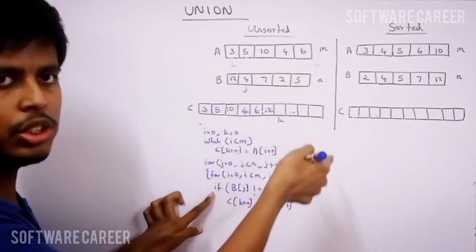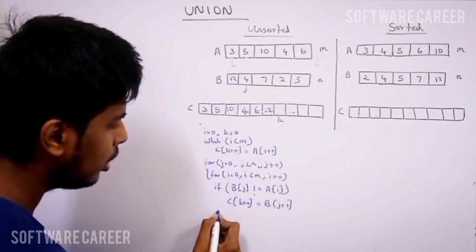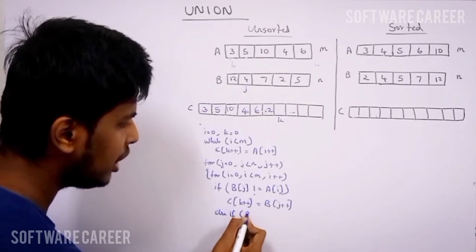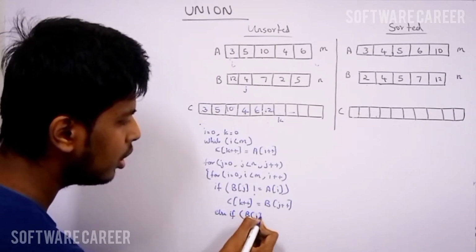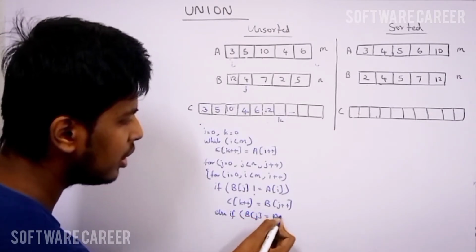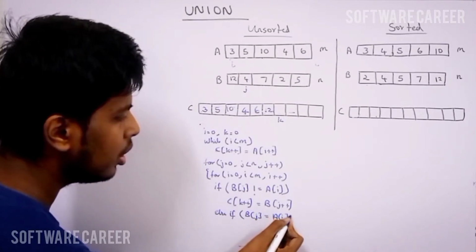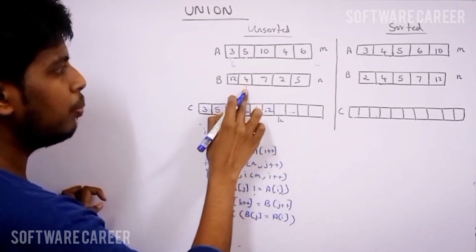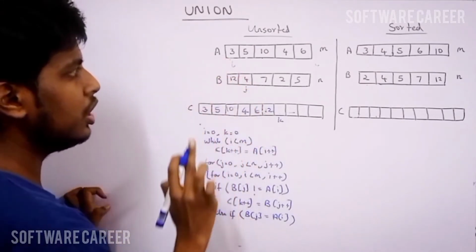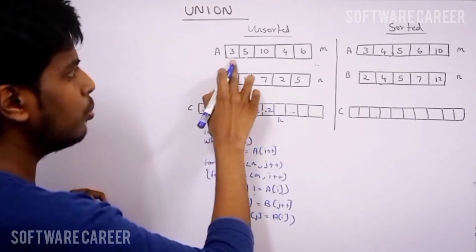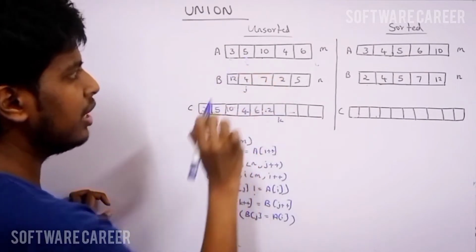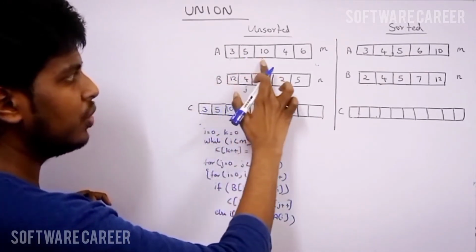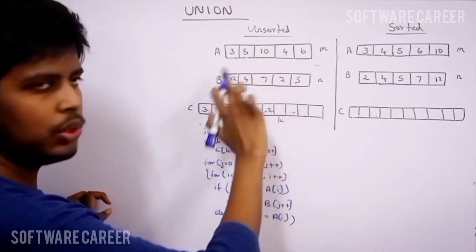Now if it's present, you should write the condition. So see, else if b of j equals to a of I. If it is equal, suppose see, now j is 4. Now you are comparing, this 4 is equals to 3 or not, it's not equal. Then I am moving here, I am at this position. Now 4 is here, equal or not, no. So I am moving I over here. Then 4 and 10 is compared, no, it's not equal.